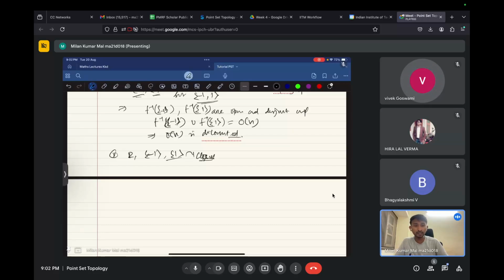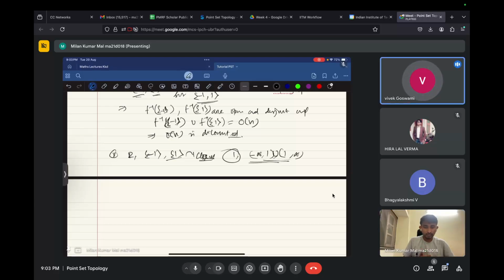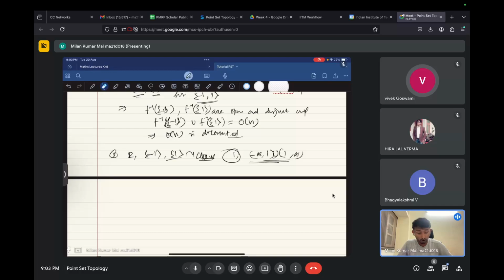Singleton sets are closed in the standard topology because, except for this one point, the complement of {1} can be written as the union of the two sets (-infinity, 1) and (1, infinity), and these are open sets, right? That's why the singleton is closed. Singleton sets are closed, but they are not open in the standard topology of R.